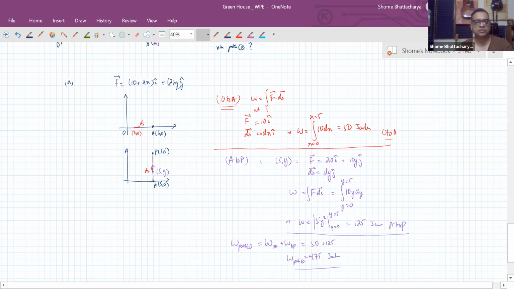Oh, wait. This is a mistake. This first part is not correct. We are not at x equal to 0, no? We are at a general point x, 0. So the force is becoming how much? It's becoming 10 plus 2x i cap. Y is 0, x is not 0. No? And ds is dx i cap. So the work done, just make a correction here.